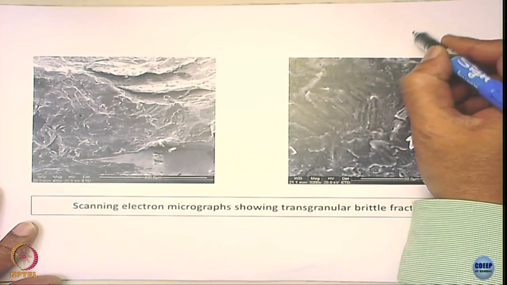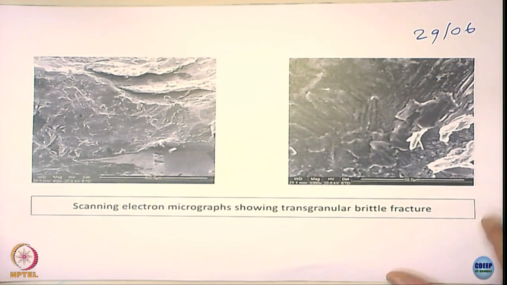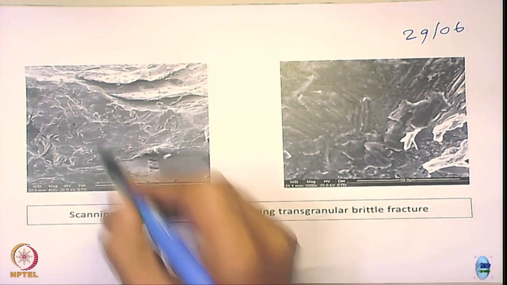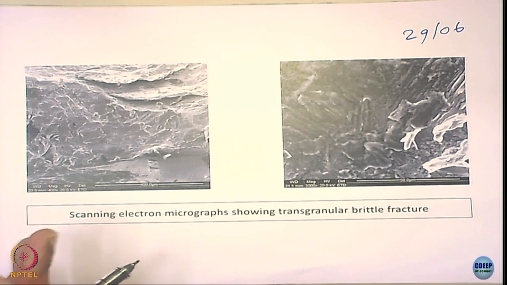Look at this in a scanning electron microscope in detail. See the surface is quite a brittle surface, right? It's a brittle surface. And those of you with a metallurgy background will appreciate and understand what brittle fracture is.